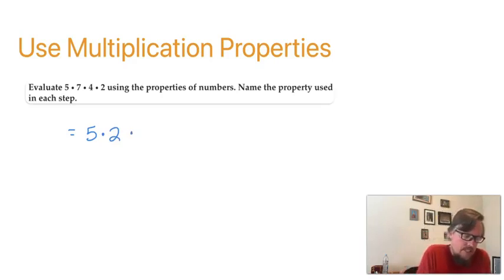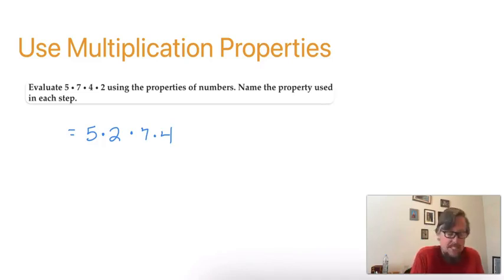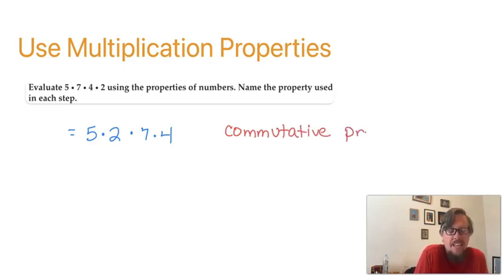So I like the idea of rearranging this problem so that instead of starting with 5 times 7, we start with 5 times 2. Now, are we allowed to do this? Are we allowed to change the order when we are multiplying? And the answer is yes, we are. And the property that says we're allowed to do that is the commutative property, or the commutative property of multiplication, if you want to say the whole thing.